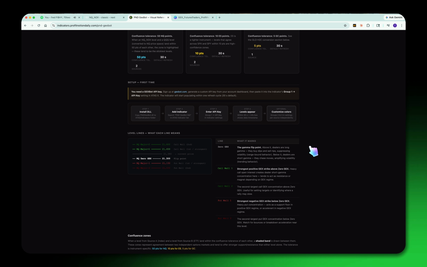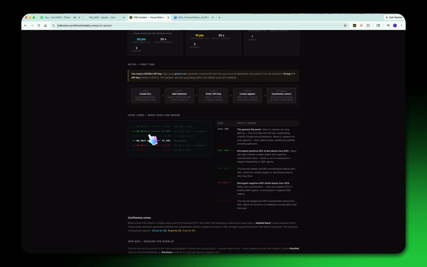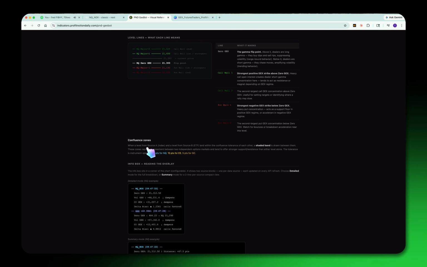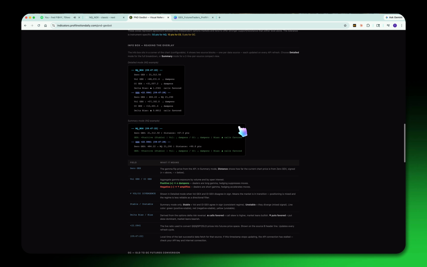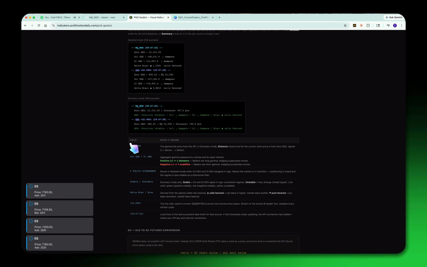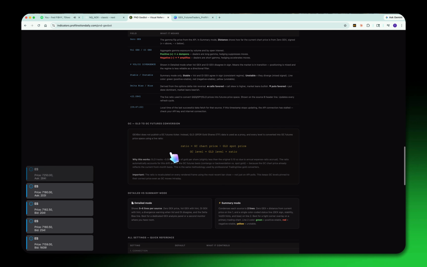And it talks about the levels again. So we'll have your 0 GEX, your major 1, your major 2s, right? And so you can kind of see what that looks like. It also has the ability to highlight confluence zones between the different sources. And there's the info box, which I'll demo live, but it just shows you information that you can switch from summary or detail, and then more information on what all this means. So you definitely check that out.